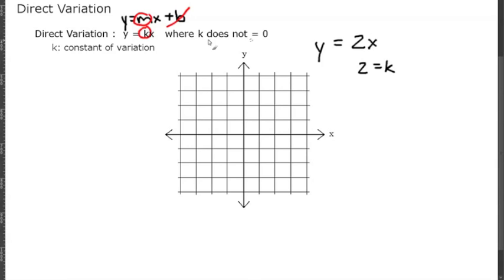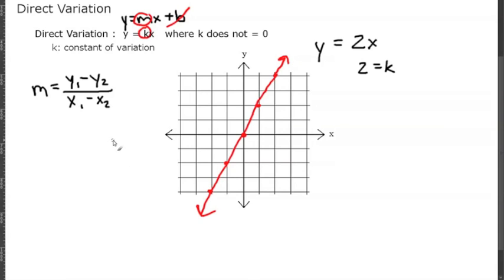Graphing that, there's no y-intercept, so it's always going to cross the point 0, 0. Our slope is 2, so we're rise over run, 2 over 1. Once we get a couple points, we can go ahead and draw our line, connecting the points.